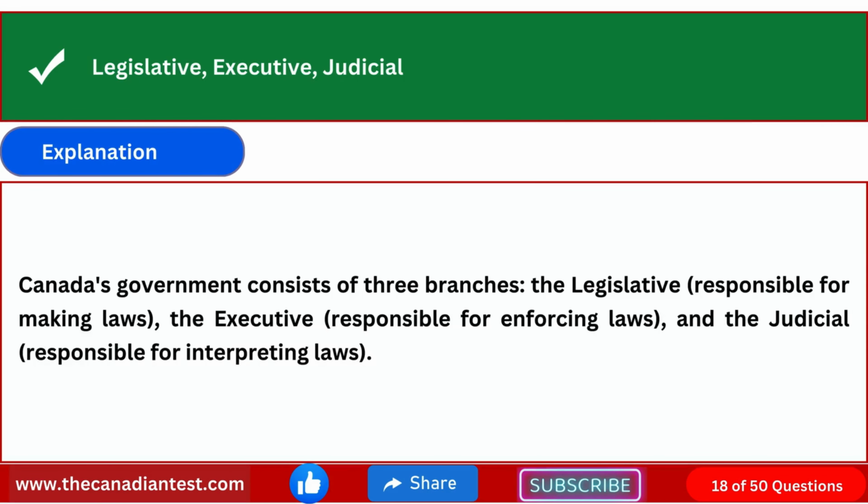The correct answer is legislative, executive, judicial. Explanation: Canada's government consists of three branches: the legislative, responsible for making laws; the executive, responsible for enforcing laws; and the judicial, responsible for interpreting laws.